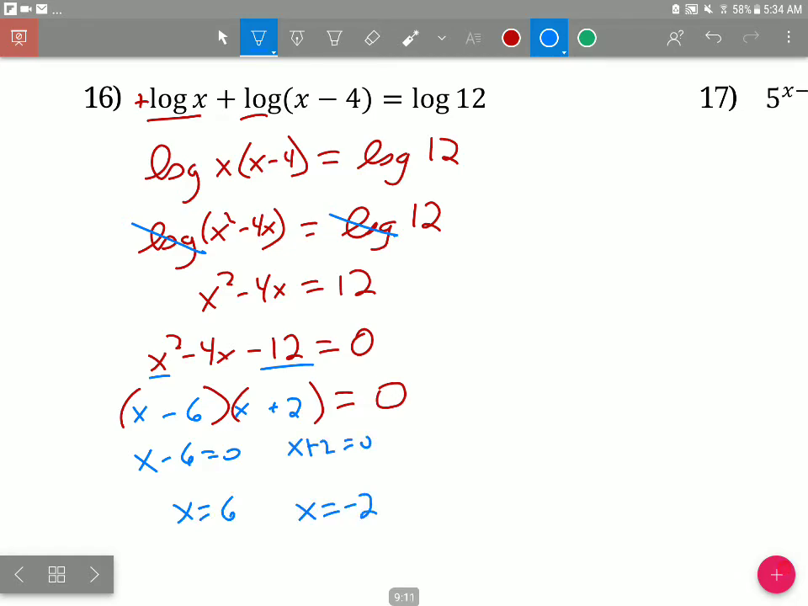And remember, we've got to check them out. So plug them in. If I plug in a 6, 6 minus 4 is 2, so the 6 is good. The negative 2, log of negative 2, can't have a negative argument, so the negative 2 is out. Cool.